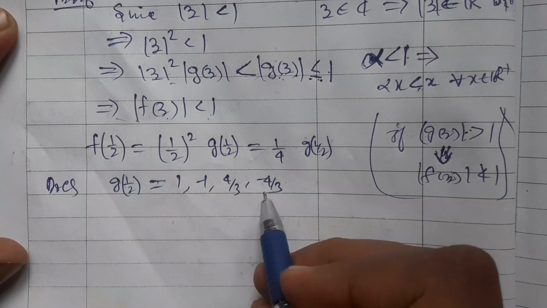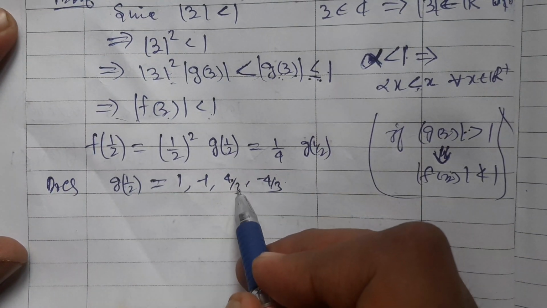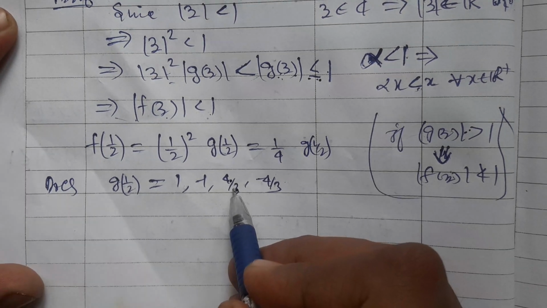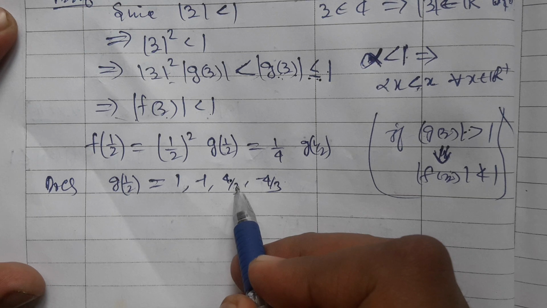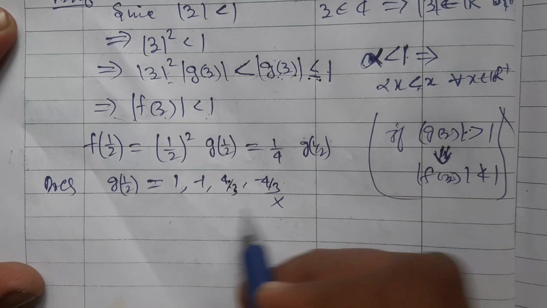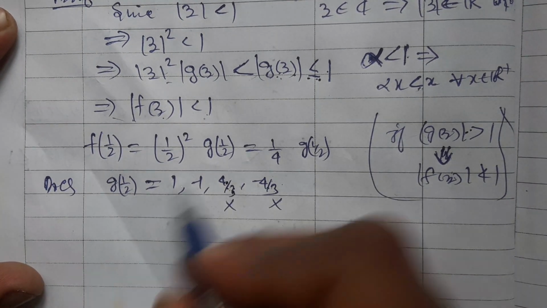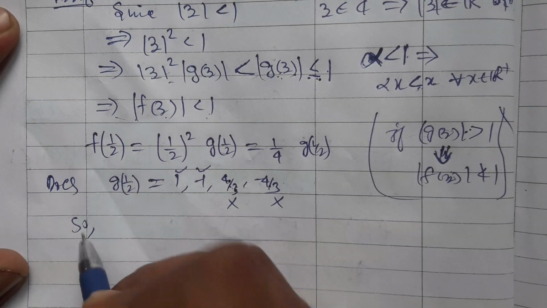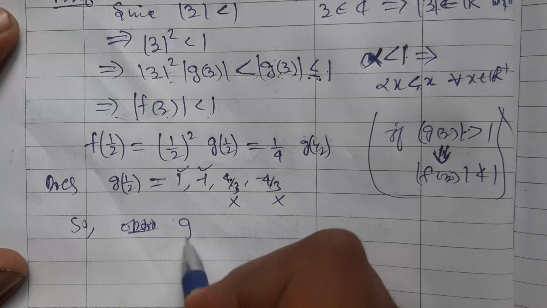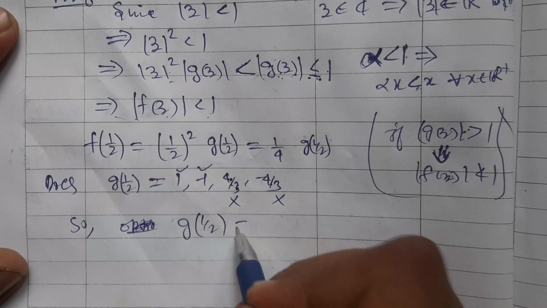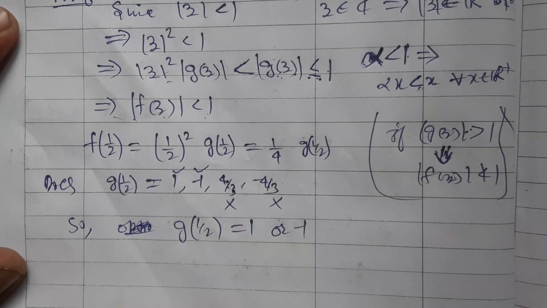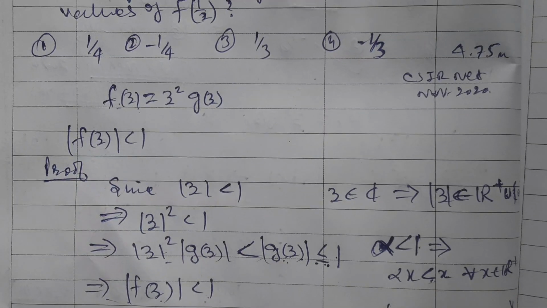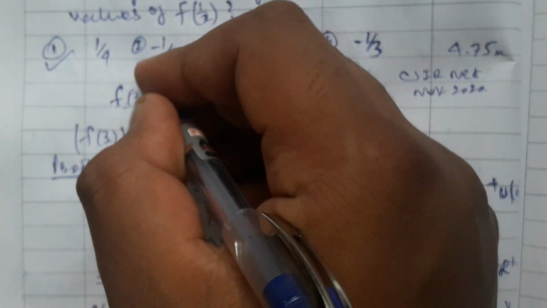So the modulus of 4 by 3 cannot be less than or equal to 1. It is greater than 1, so these two cannot be possible. These may be possible because the modulus equals 1. So g at half can be 1 or minus 1. From the given values, these two are possible. So options first and second are true.